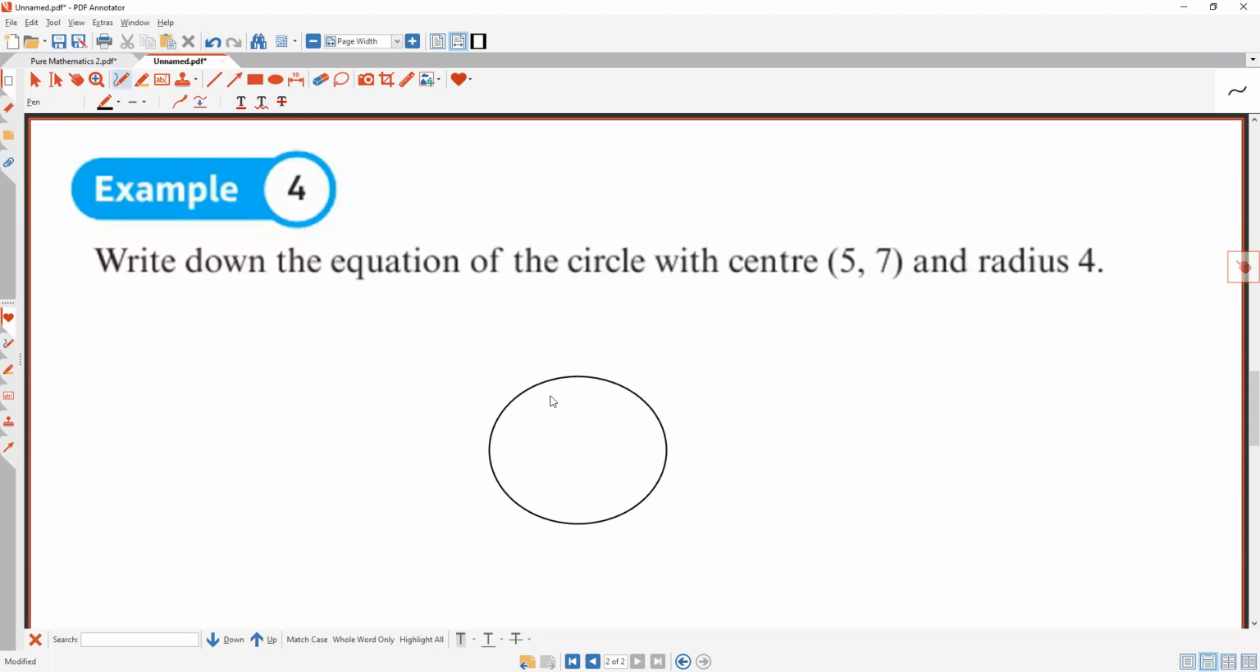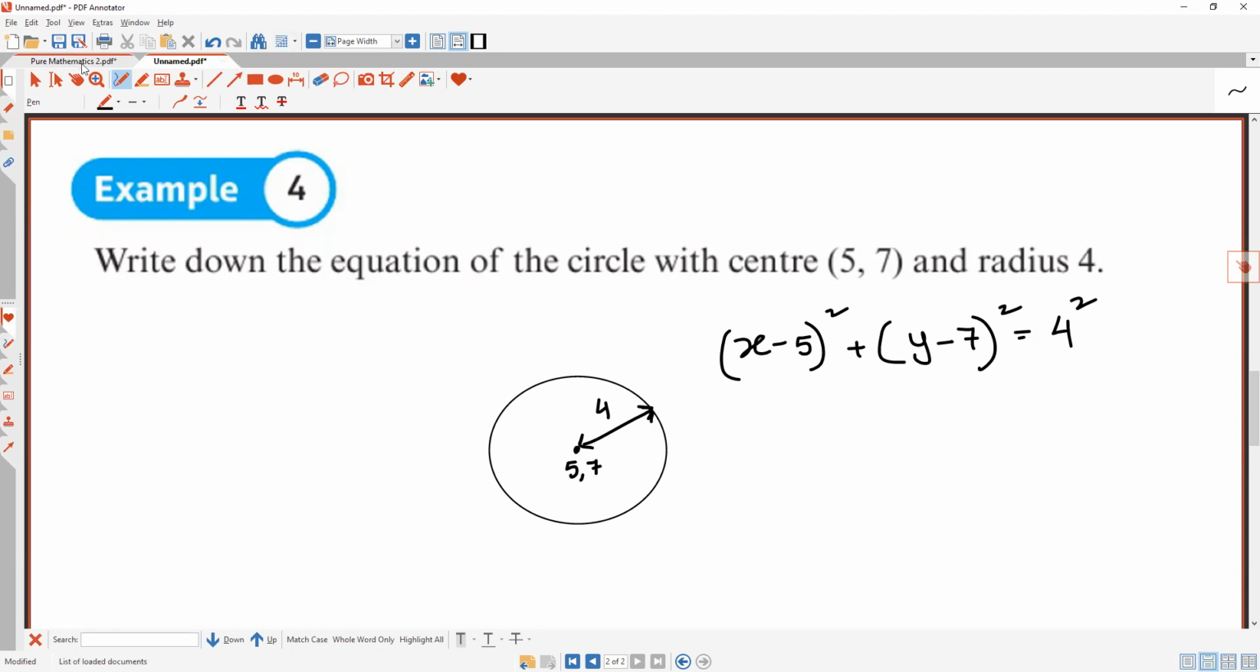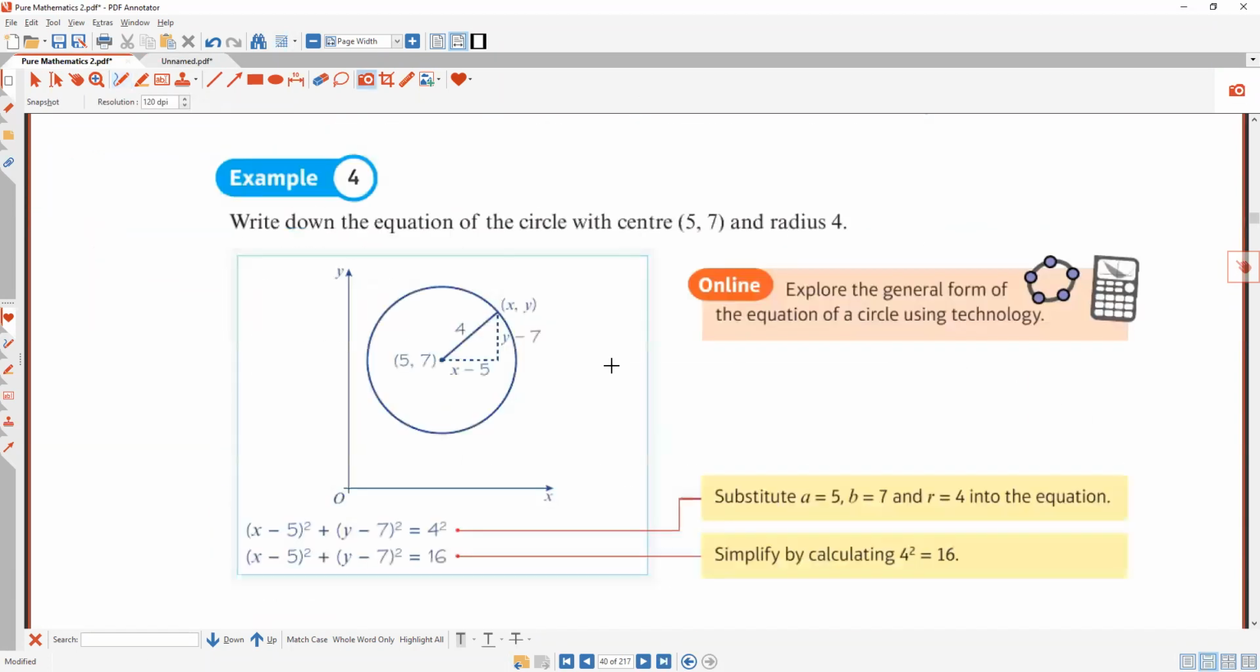Always. So you have this, and this is 5,7, and the radius is around 4. Now, so what was the equation? X minus a. Remember, I told you if it's positive here, it's going to be negative here in the equation, plus y minus b whole square is equal to radius square. Remember that you have to give a square. This is how the equation of a circle looks. All of you understood this part? Everyone? Yeah. Fine.